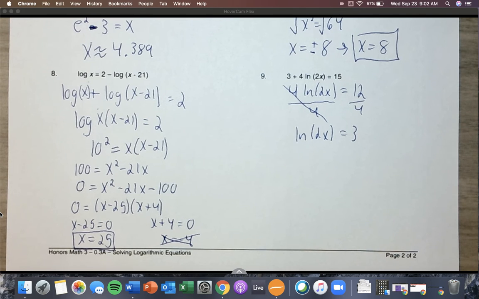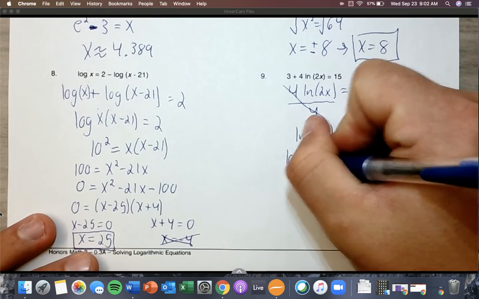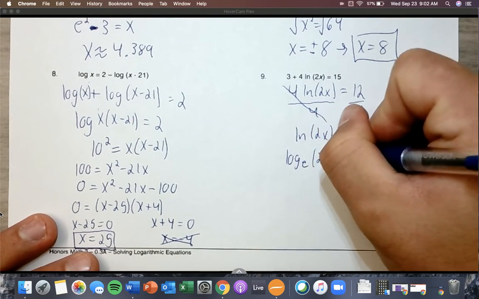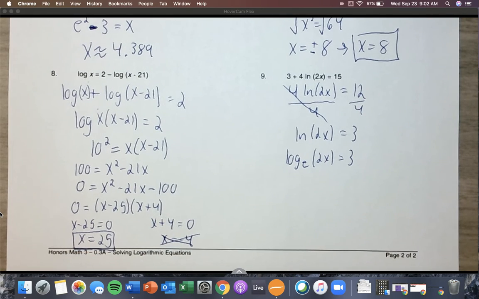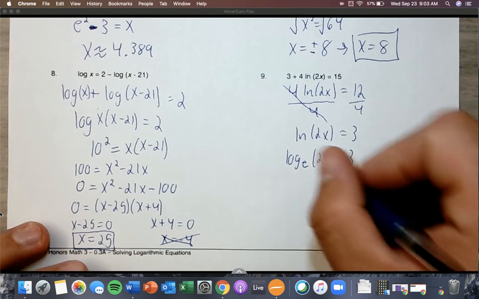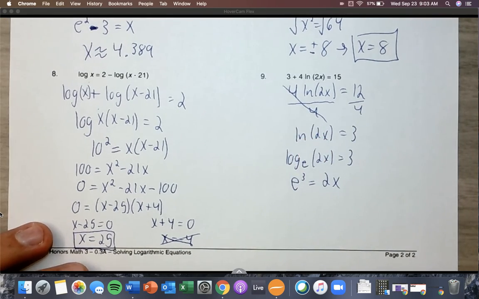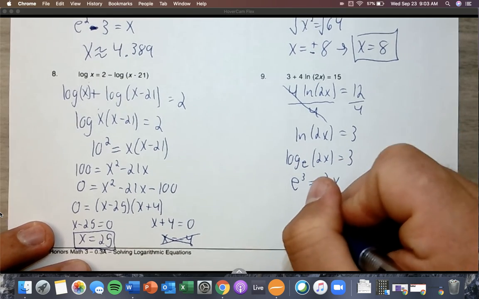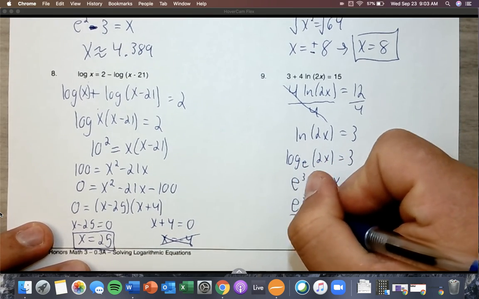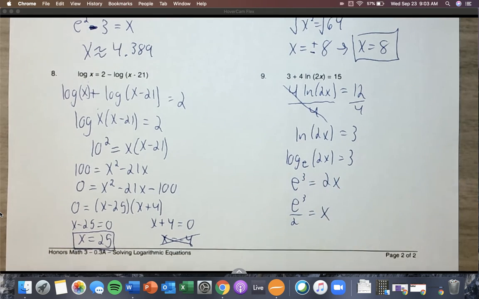Sometimes we have to remember it might just be easier to use our algebra skills rather than using the properties. We could have used the properties, but this just made it a little bit easier. And so natural log, if we remember, is just log base e. That's going to be 2x is equal to 3. And now that we have it written like this, we can write it in exponential form. We get e cubed is equal to 2x. We can divide this 2 over, and we end up getting e cubed over 2 is equal to x.